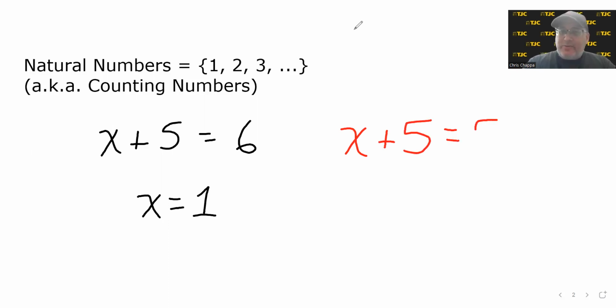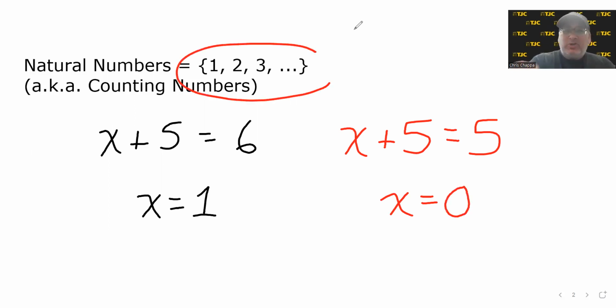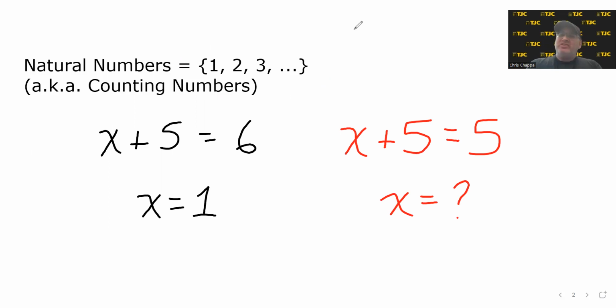x + 5 = 5. Now, we all know what the solution is, or at least we should. What do you add to 5 to get 5? The answer is 0. But if the only numbers you know are the natural numbers, then the number 0 does not exist. And so one of two things happens. Either we've reached the end of math or we need some more numbers. Well, this is going to be a recurring theme throughout this video. We need more numbers. Of course, the solution to this is 0.